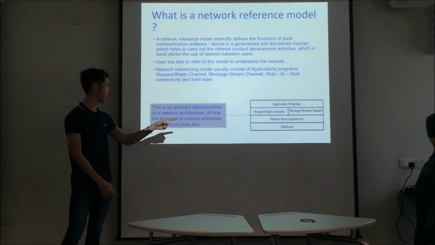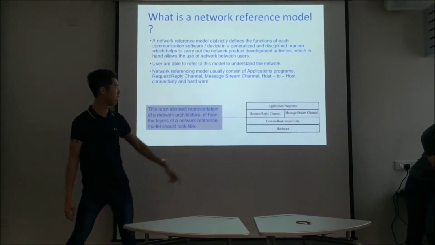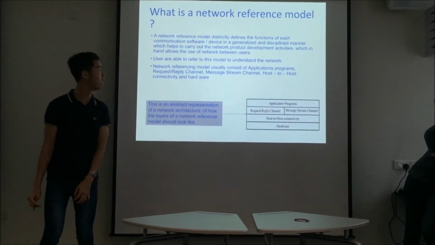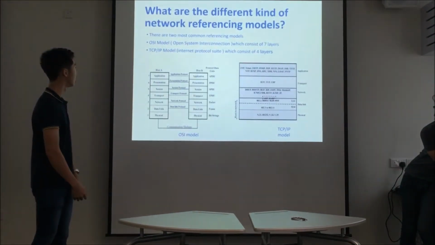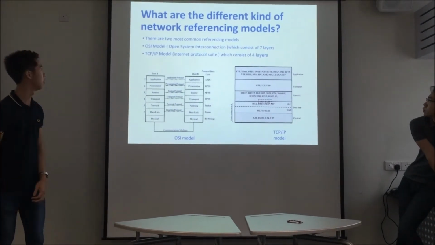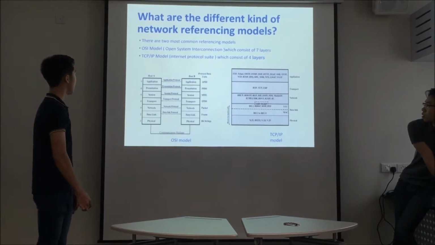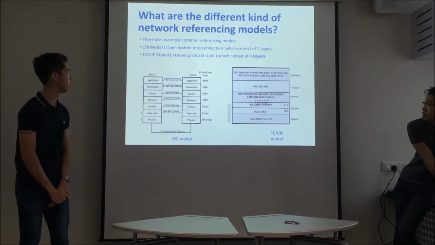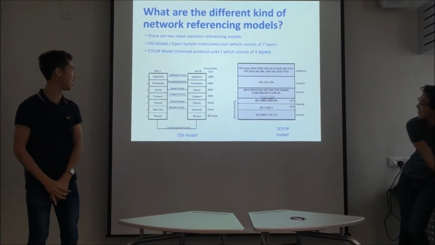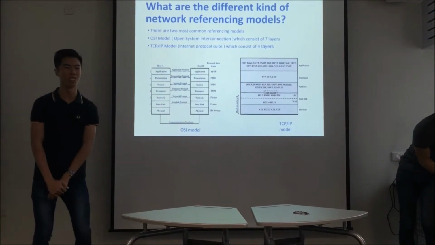This is an abstract representation of how a network model usually looks like. The program, channel, host-to-host, and hardware. Okay, there are two most common referencing models, which are the OSI model, which consists of 7 layers, and the TCP/IP model, which commonly consists of 4 layers. And this is the OSI model, and this is the TCP/IP model.